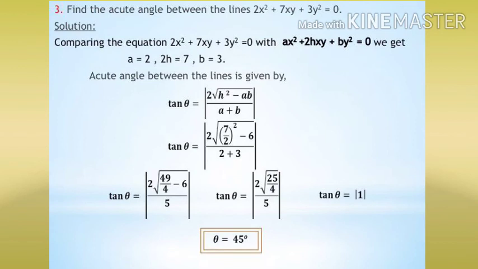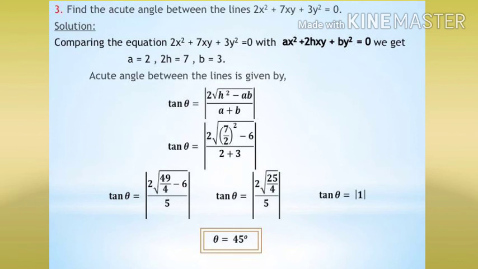Find the acute angle between the lines 2x square plus 7xy plus 3y square is equal to 0. So again the same thing we have to do here. Compare the given equation with the general equation. We get a as 2, 2h as 7 and b is equal to 3. We have seen the formula for the acute angle between the two lines, that is tan theta is equal to 2 root of h square minus ab upon a plus b.